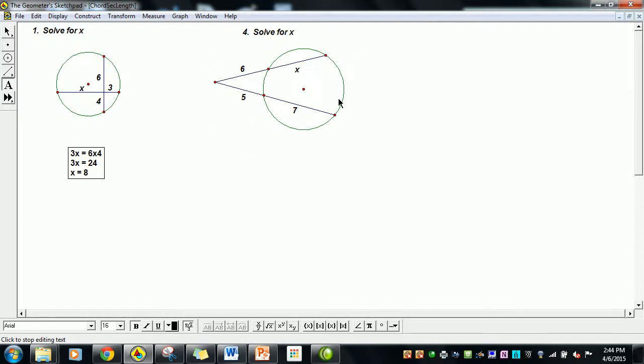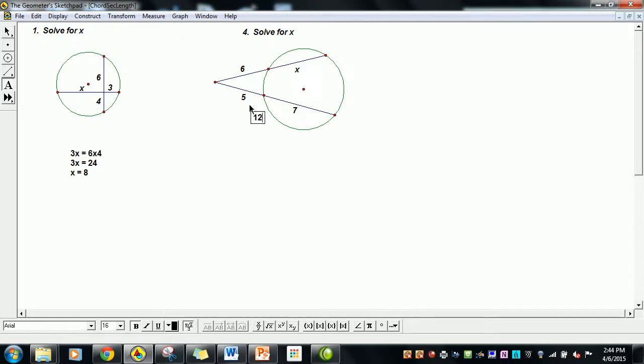Number 4 here, I'm looking at really 2 secants. So I'm going to use a secant rule. Now what's different about secants is that there's a whole length, and then there's an outside length, the length outside the circle. So in this case, the whole length would be 12. I'll just note that that's 12. And then the outside piece would be 5.